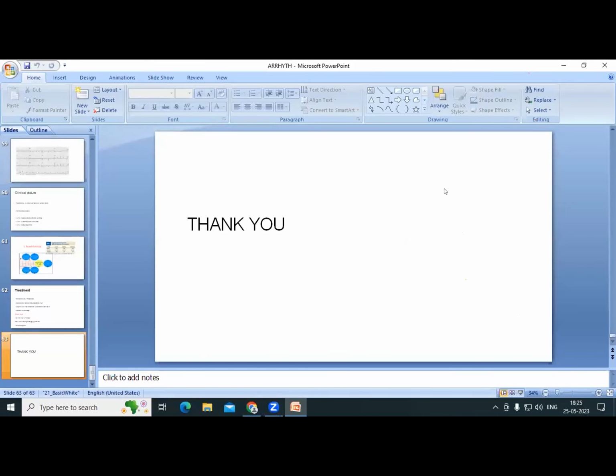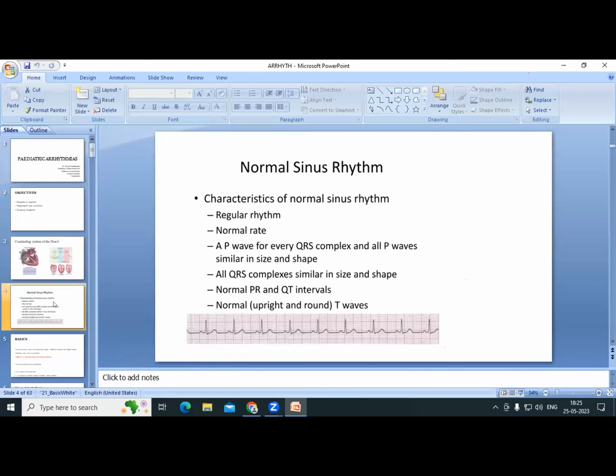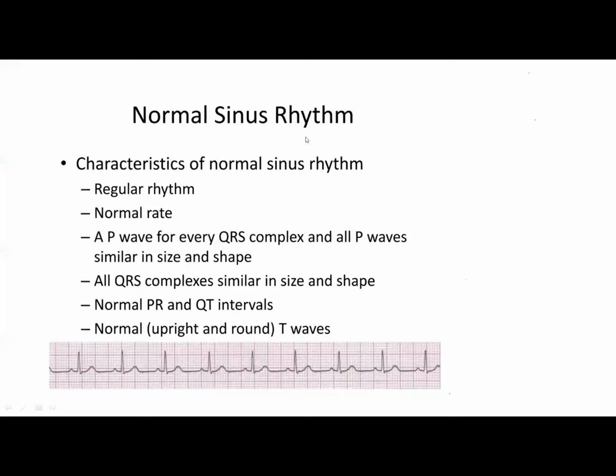Okay, so those are our 6 scenarios today. We tried to keep it as simple as possible without confusing you with the mechanisms of AVRT and AVNRT. I hope we get some points to take home today. The main thing is that you have to recognize your normal sinus rhythm. Only then will you be able to identify your abnormal rhythm.